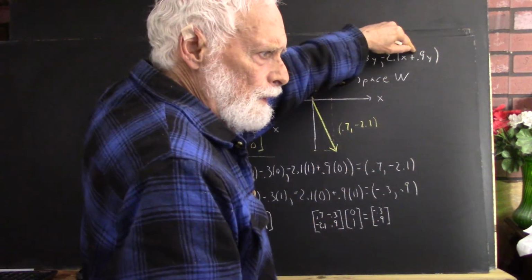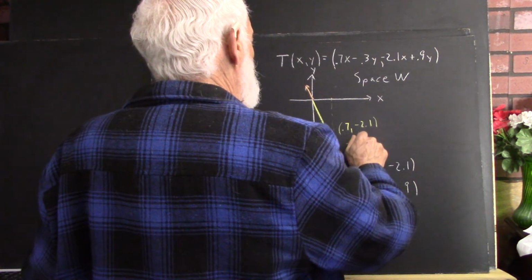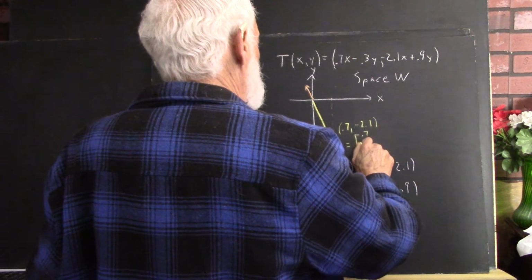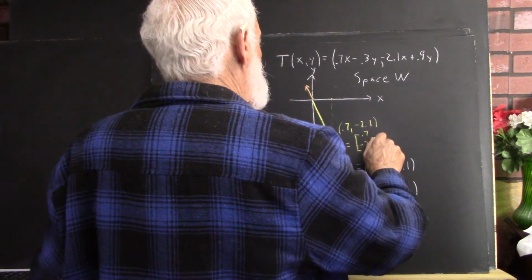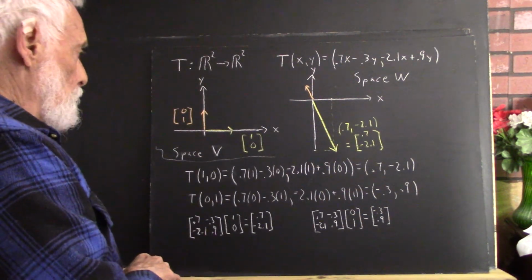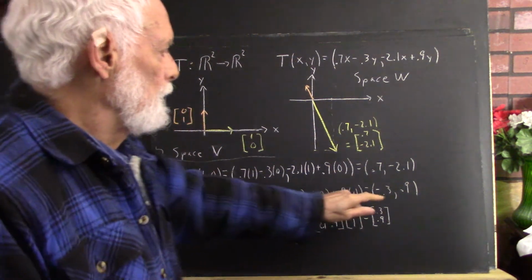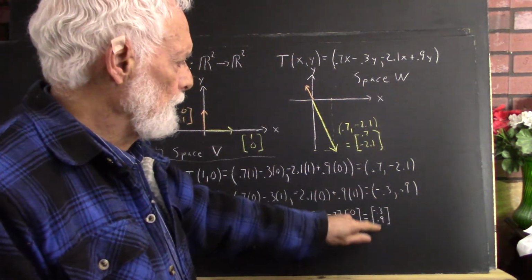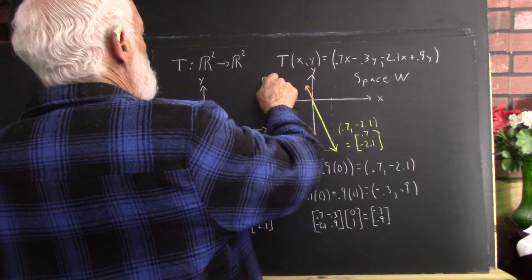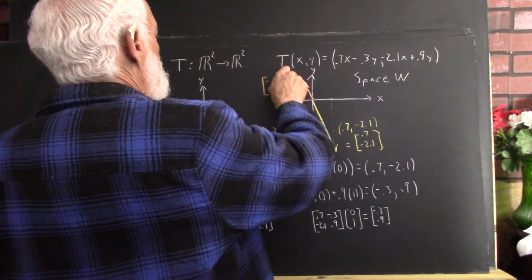That would be this form of the vector, and that we would represent by the column vector (0.7, -2.1). And over here, we would get the vector (-0.3, 0.9), which we would represent by the column vector (-0.3, 0.9).